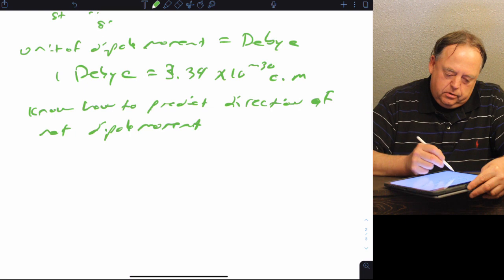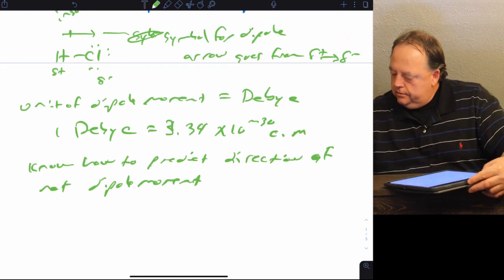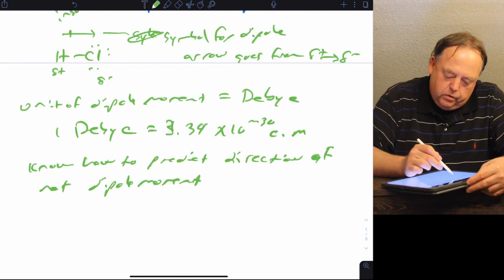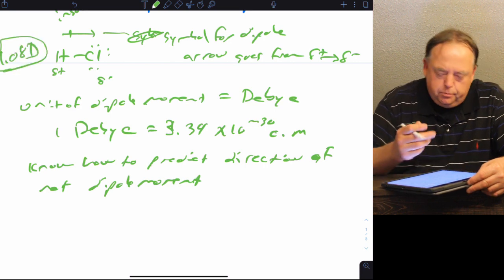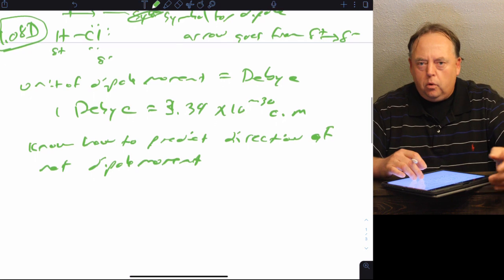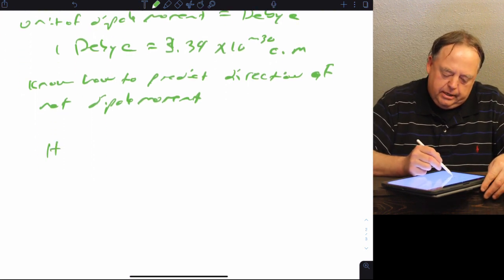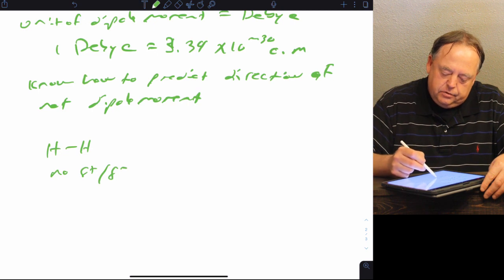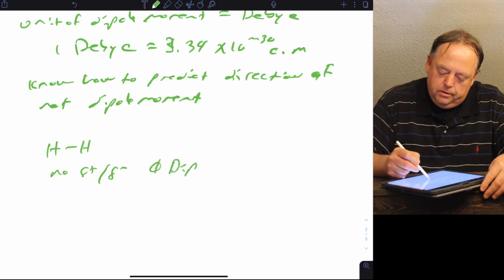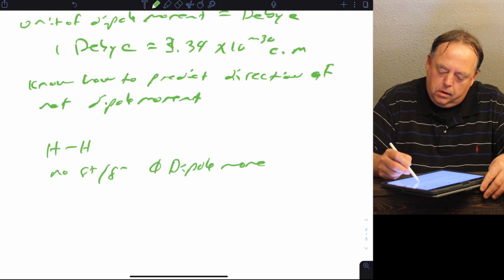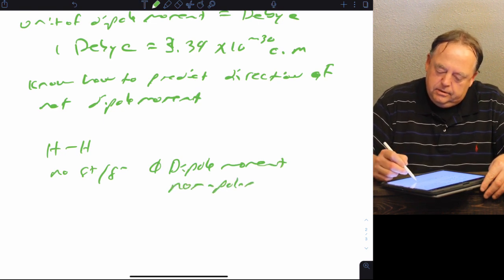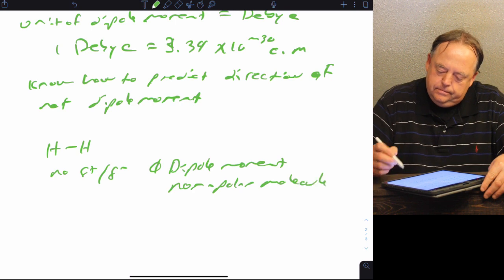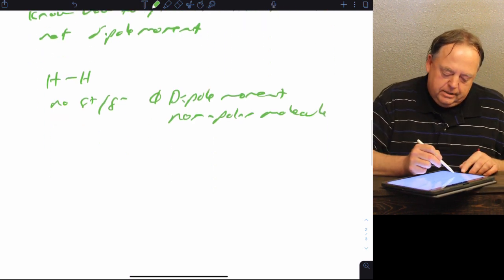So if we take a molecule, HCl has a dipole of 1.08 debye, which is a pretty large dipole moment. HCl is a pretty polar molecule. Whereas a molecule like H2, with no partial positive or partial negative, has 0 dipole moment. So it's a nonpolar molecule. How about a molecule like CO2?